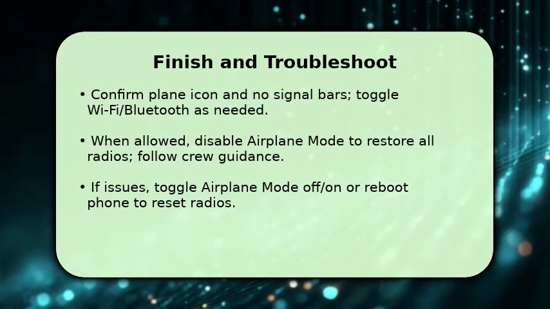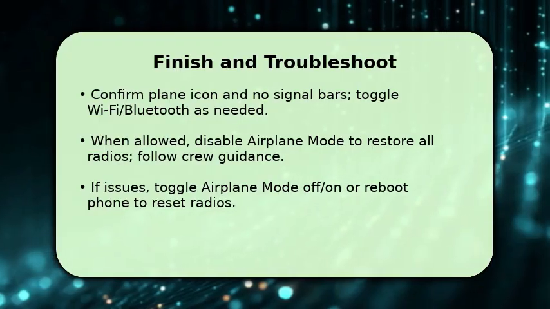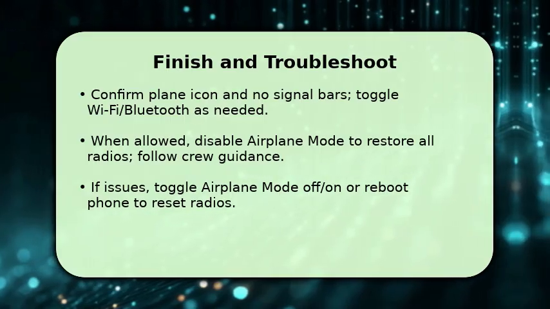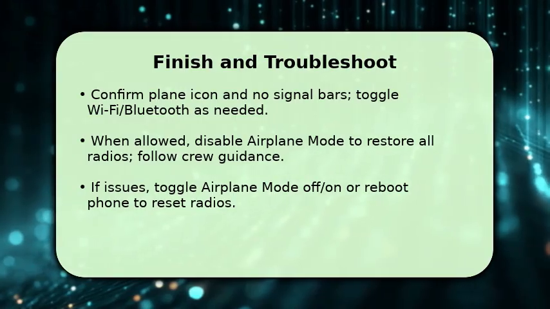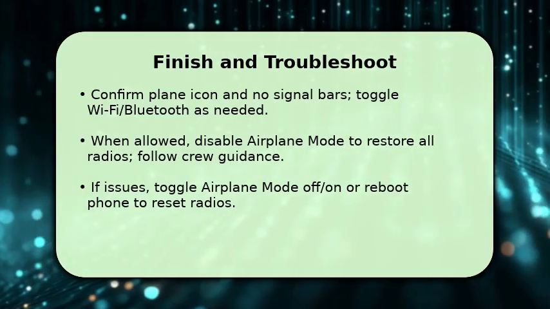To finish, verify the plane icon is visible and that cellular signal bars are gone. This confirms radios are off. If you need Wi-Fi or Bluetooth, enable them individually while keeping Airplane Mode active. When the crew gives permission, turn Airplane Mode off to fully restore calling and mobile data.